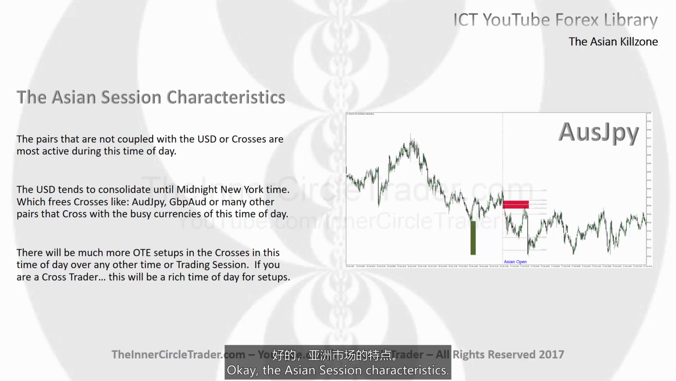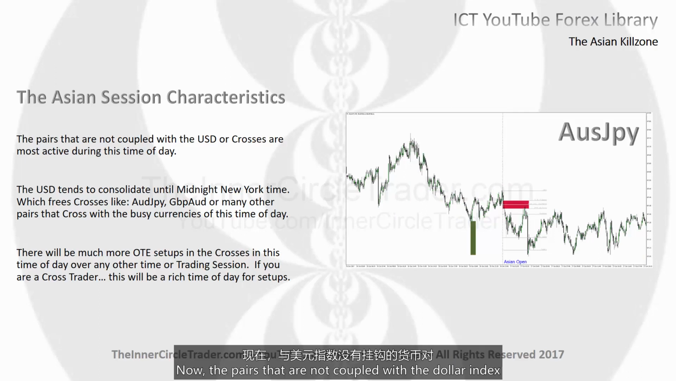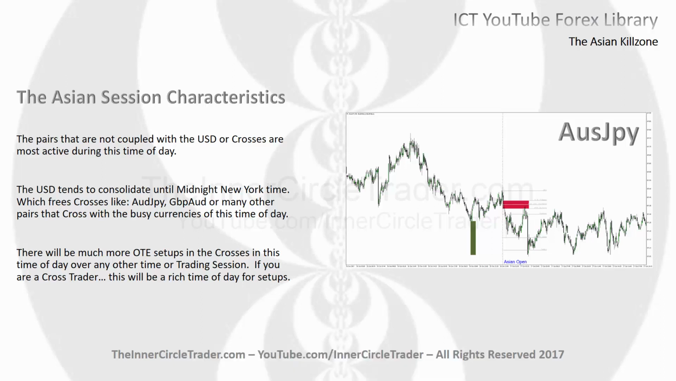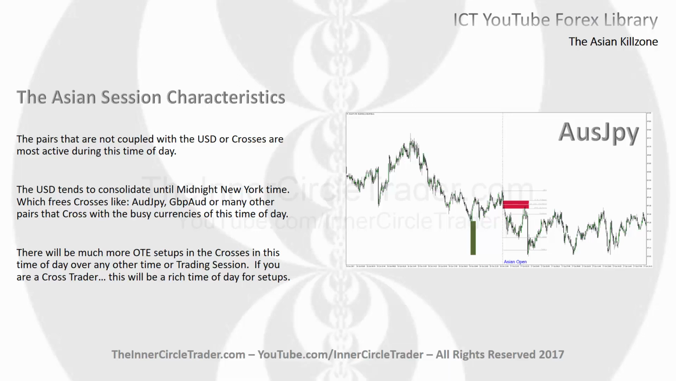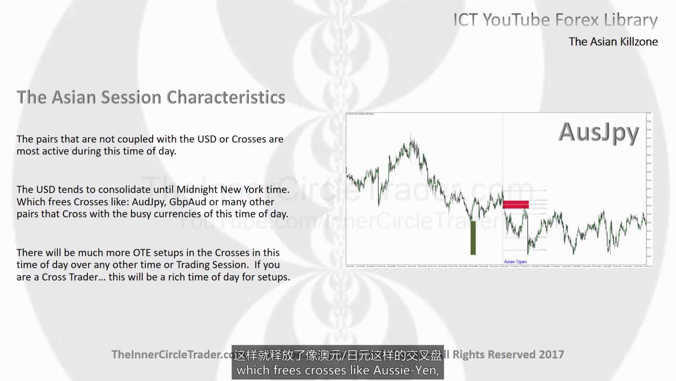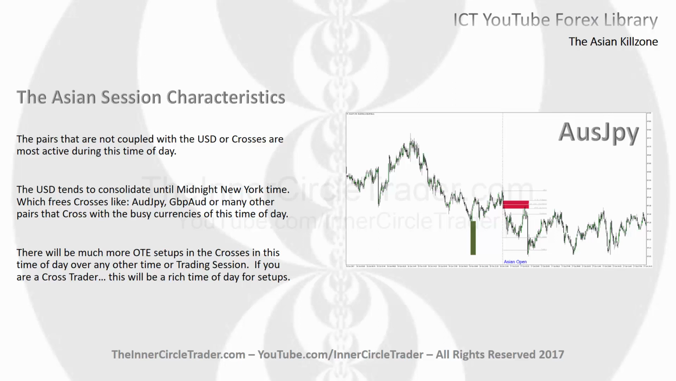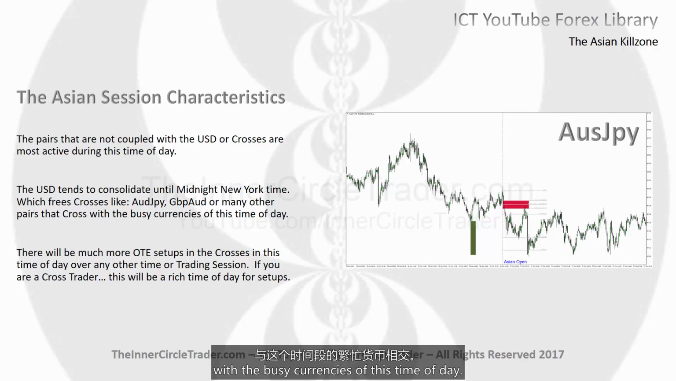Okay, the Asian session characteristics. Now, the pairs that are not coupled with the dollar index, or as we refer to them, crosses, are most active during this time of day. The US dollar tends to consolidate until midnight New York time, which frees crosses like Aussie yen, pound Aussie, and many other pairs that cross with the busy currencies of this time of day.